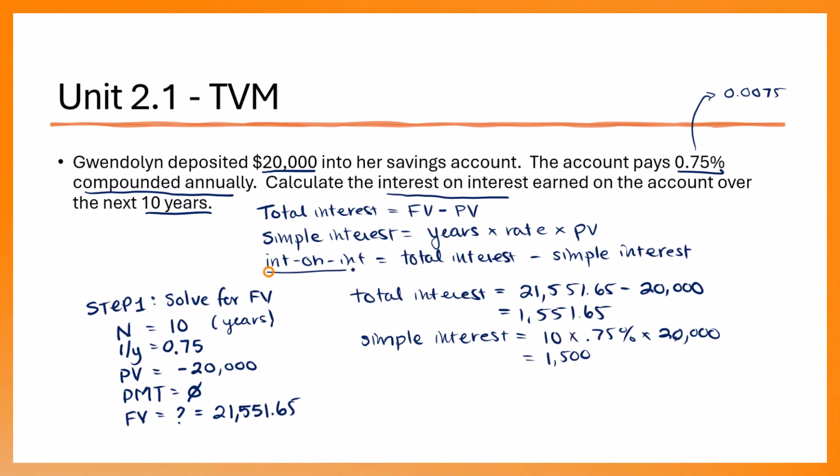Last but not least, to solve this question, we need to determine the interest earned on the interest by taking the total interest and subtracting off the simple interest. This account earned $51.65 in interest on interest for this particular account.